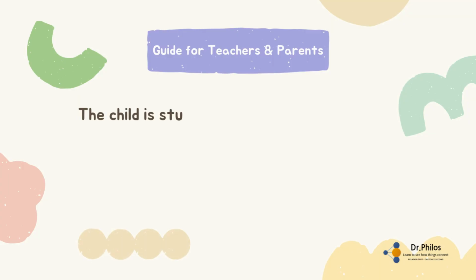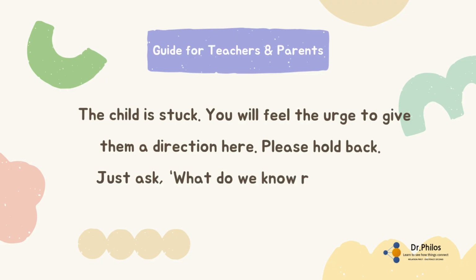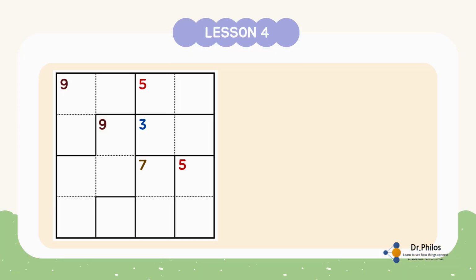The child is stuck. You will feel the urge to give them a direction here. Please hold back. Just ask, what do we know right now? The child will look at the blocks again on their own. What do we know right now? The sum of each block. They are 9, 5, 9, 3, 7, and 5.